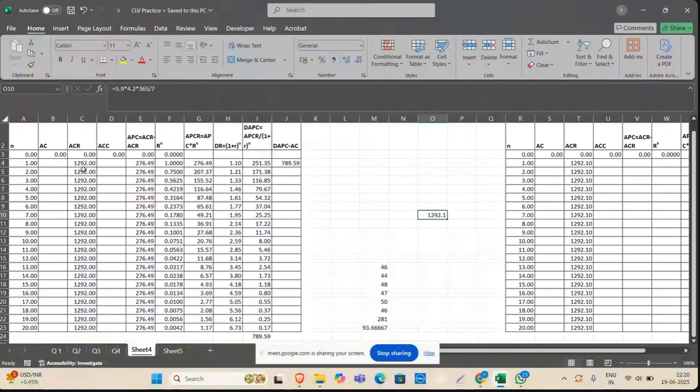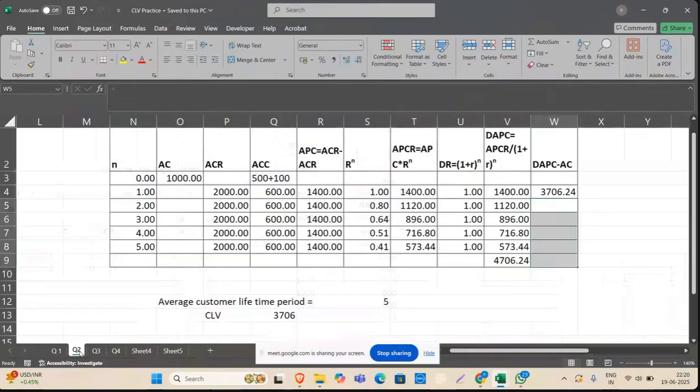And then here ACC is not mentioned, and then you calculate APC. The rest are all the same. There is no difference. Like previously, how you calculated, that is how you calculate. Is it clear now?